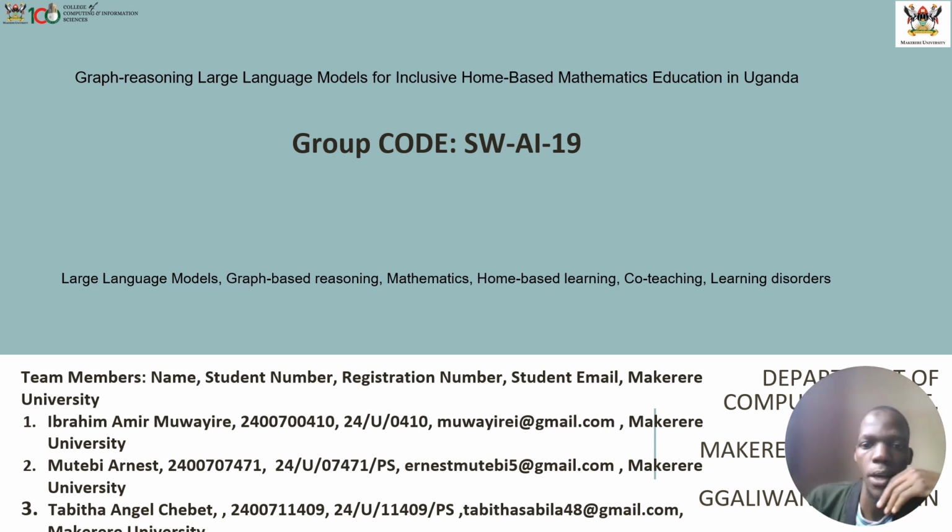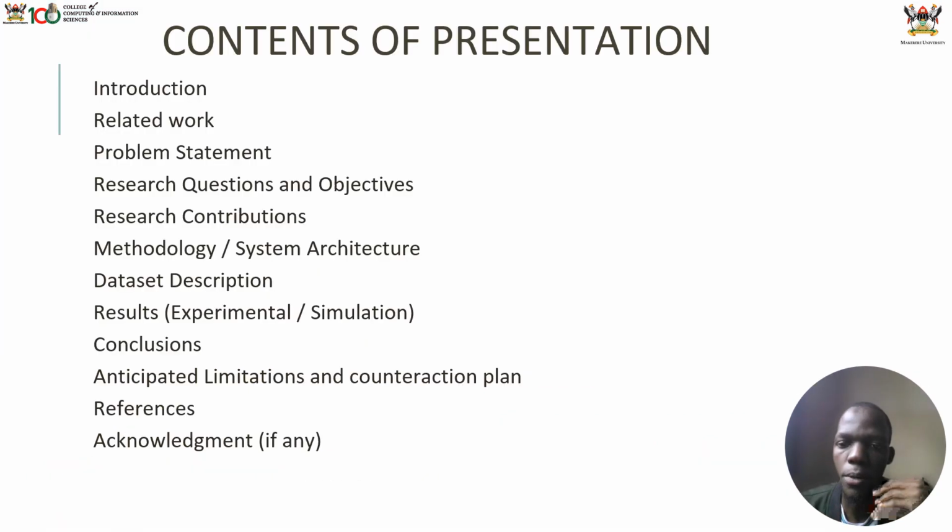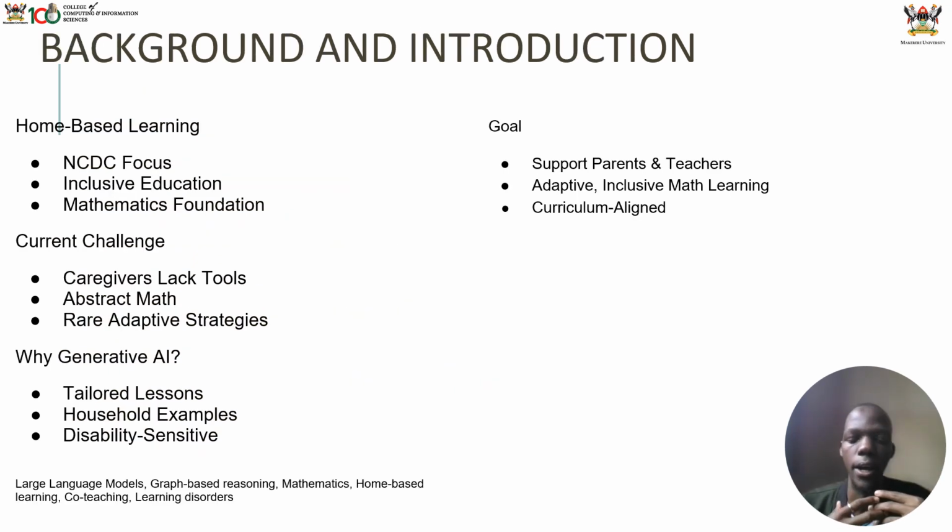So today, this is a presentation introducing the system that was developed: graph reasoning large language models for inclusive home-based mathematics education in Uganda. Basically, this is a model, a system that is trained to enhance the way primary mathematics education is delivered to students, especially children with intellectual disabilities.